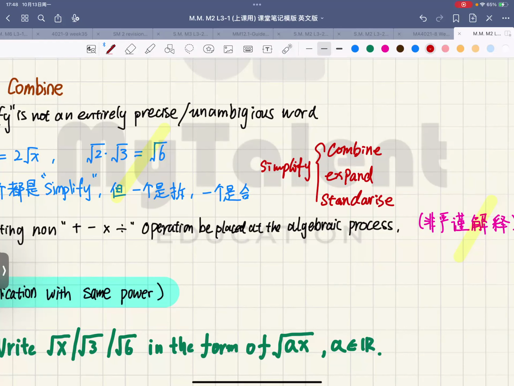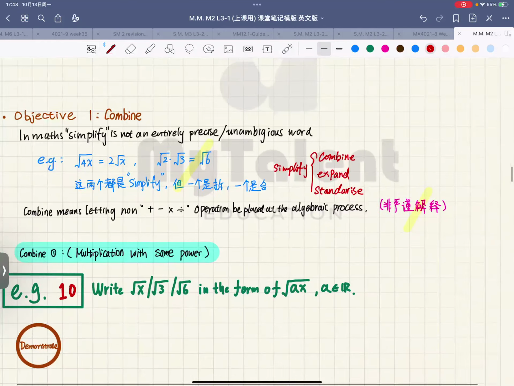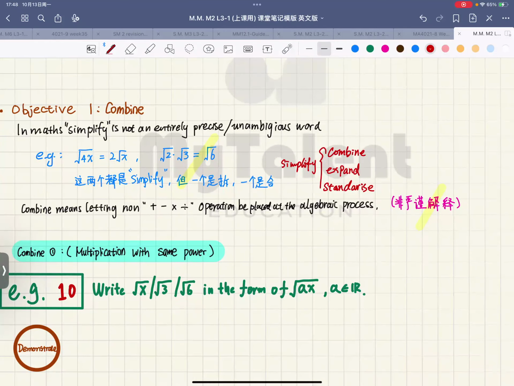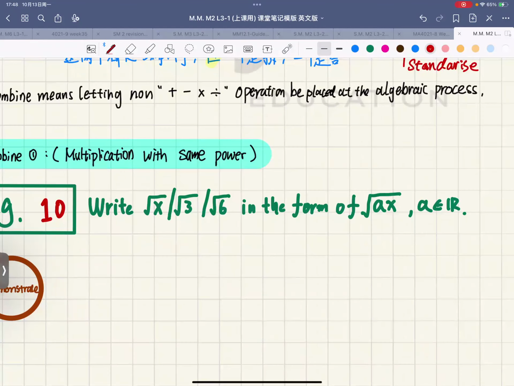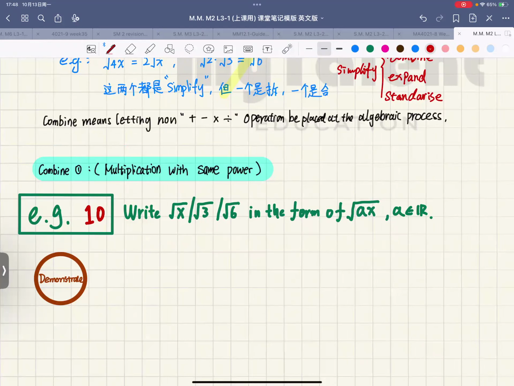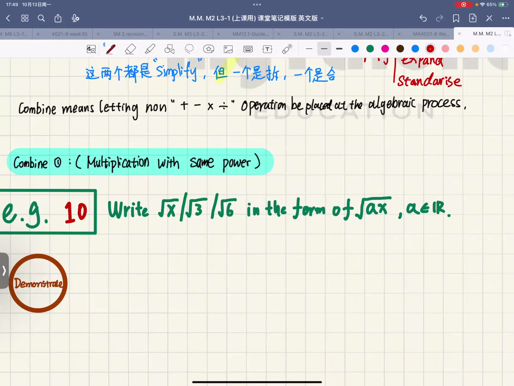Okay, it could include these three things. Combine basically means letting a non plus, minus, times, divide operation be placed at the algebraic process. Don't worry about this. For example, let's see this: combine multiplication with same power. So this one, basically, this slash means divide.